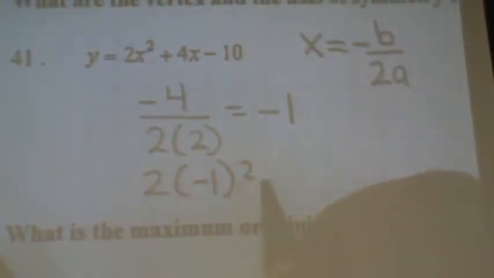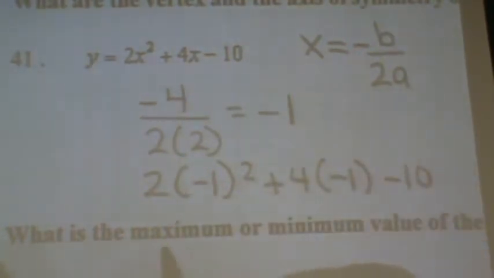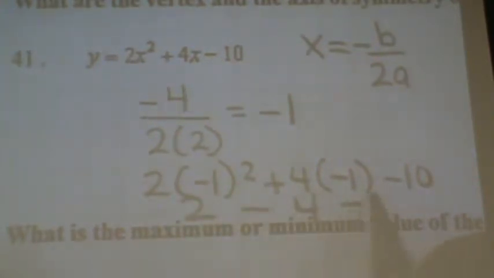How do you find the vertex? You're going to plug -1 in this problem. So it's 2 times -1 squared plus 4 times -1 minus 10. This goes to 2. -4 minus 10 is -12.